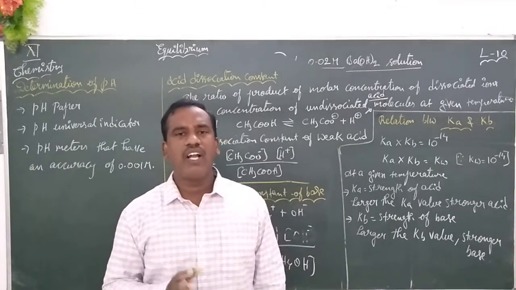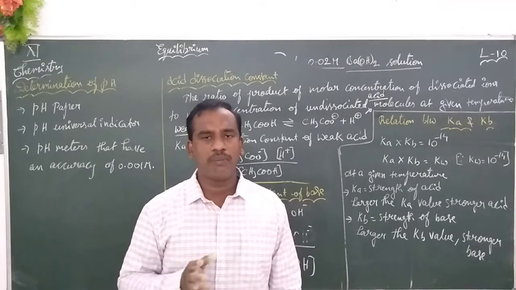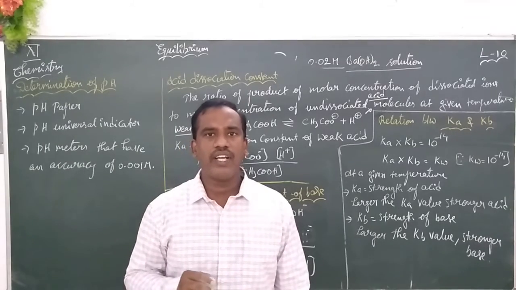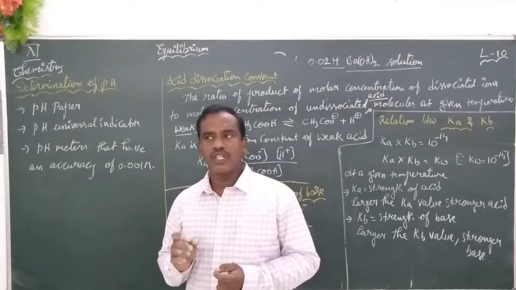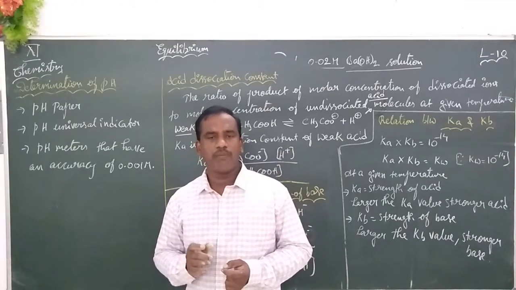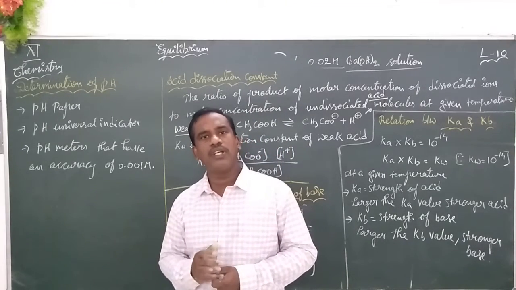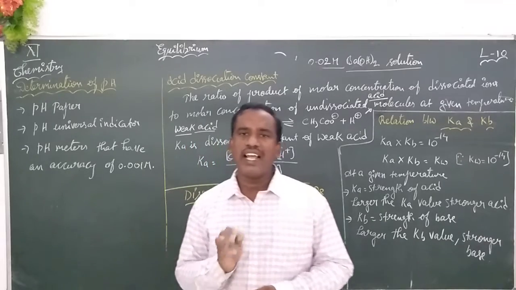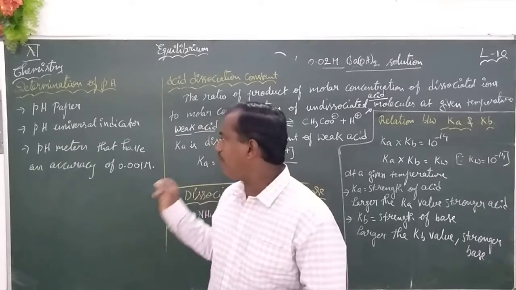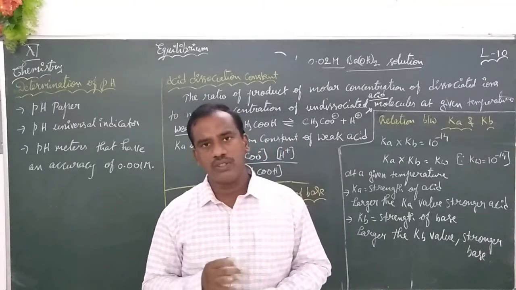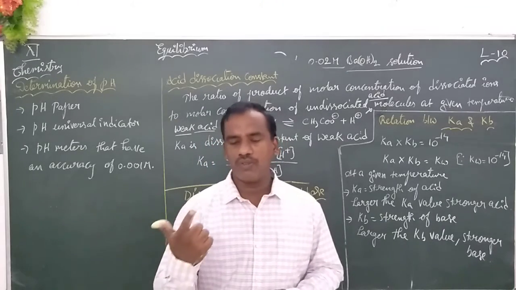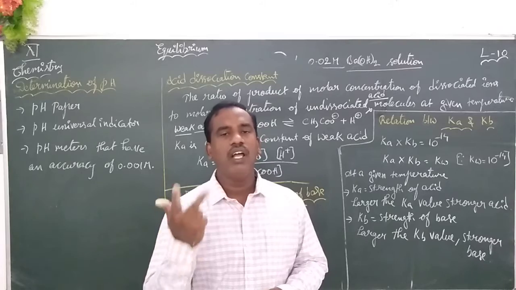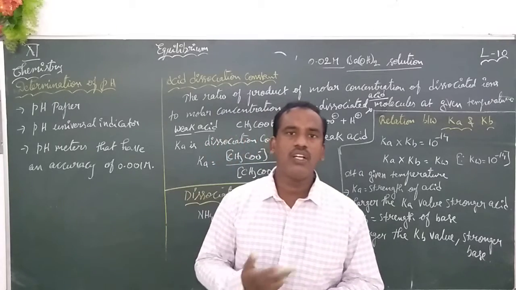But these are all rough values. We don't know exactly how much the pH is. To identify it exactly, just like our pen, there are pH reading scale meters, which we call pH meters. With those pH meters, we can calculate the pH even if it is very small, like 0.001 molarity. So using pH papers, pH universal indicators or pH meters, we can calculate the pH of the solution.